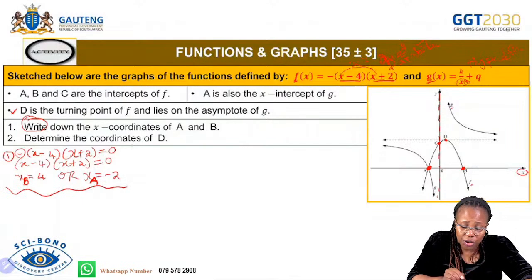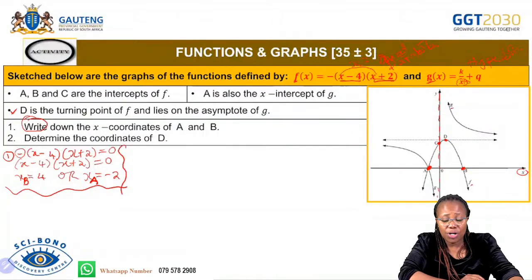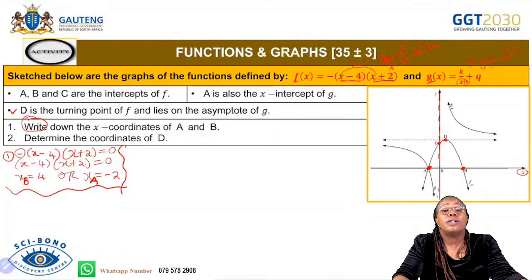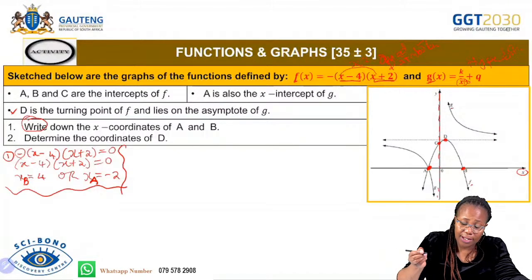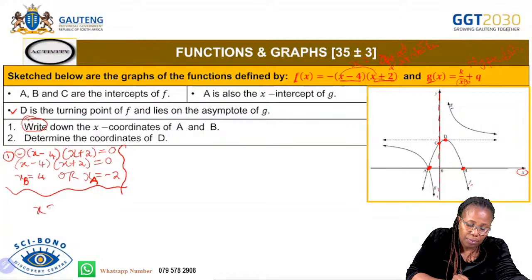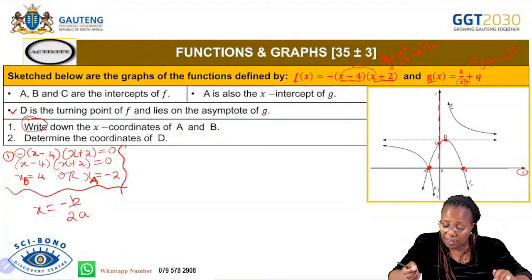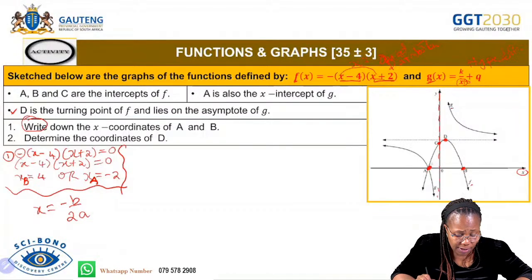And the second question there, we are looking at the coordinates of D. Determine the coordinates of D. If we look at D, D is the turning point of a parabola graph. Okay, and we know the formula is that we must use x equal to minus b over 2a, or you can use your calculus and derive, or you can use your x and y. We have 3 ways of doing this, grade 12. And then let me put in the values. We said a is -2 here, and then we say b is 4.